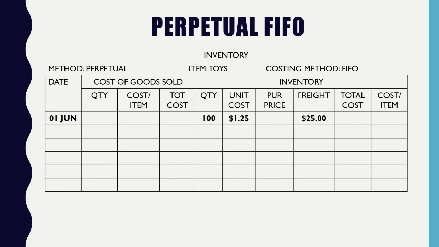This section we've seen before. We've seen this in our periodic inventory worksheet, okay? So you're going to do the same exact thing. Here my total purchase price is $125, plus my freight is going to give me a total of $150. Of course, that's going to give me my cost per item to be $1.50.